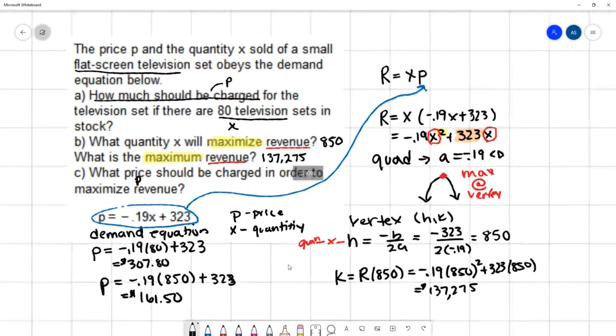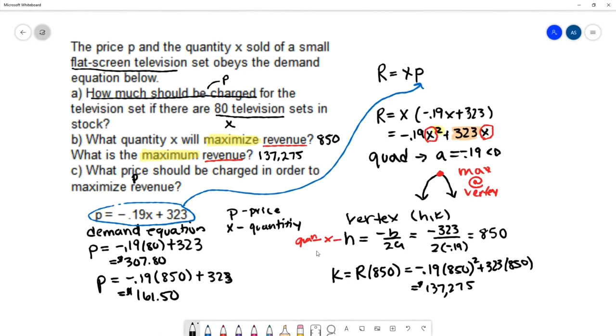We've addressed all the parts here. We've got a maximum revenue of $137,275, selling 850 television sets, and we're setting a price for those television sets at $161.50.